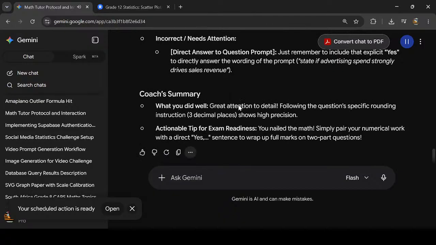Coach's summary. What you did well: great attention to detail. Following the question-specific rounding instruction, 3 decimal places, shows high precision. Actionable tip for exam readiness: you nailed the math. Simply pair your numerical work with a direct yes sentence to secure full marks on 2-part questions.